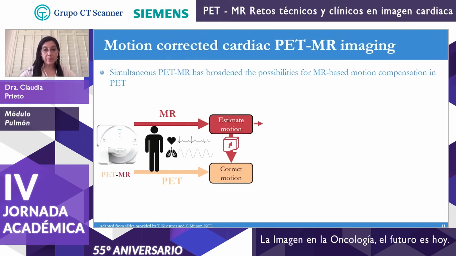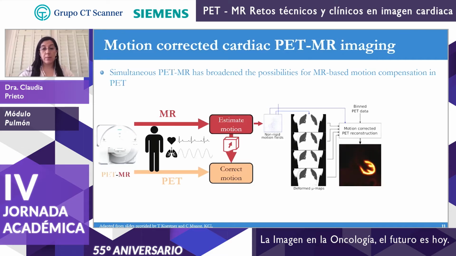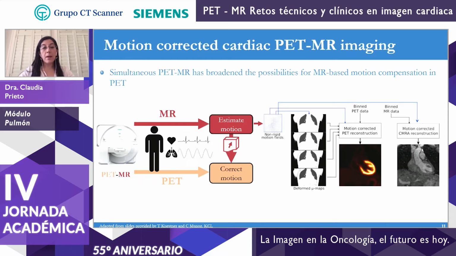So as we know, simultaneous PET-MR has greatly expanded the possibilities for MR-based motion compensation in PET, since motion fields can be estimated from the MR signal and used to correct both for the attenuation and emission PET data, but also the MR data.